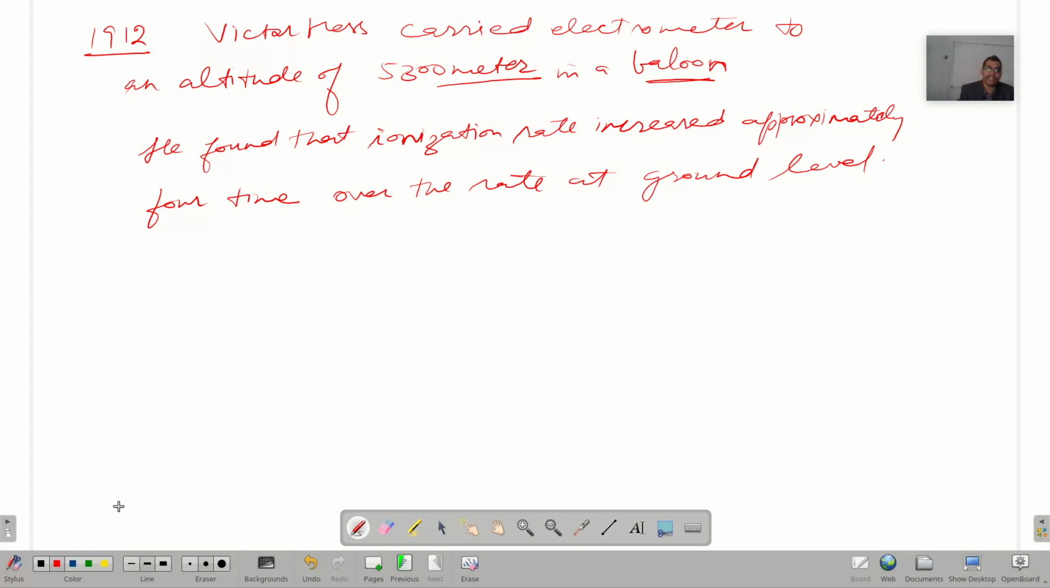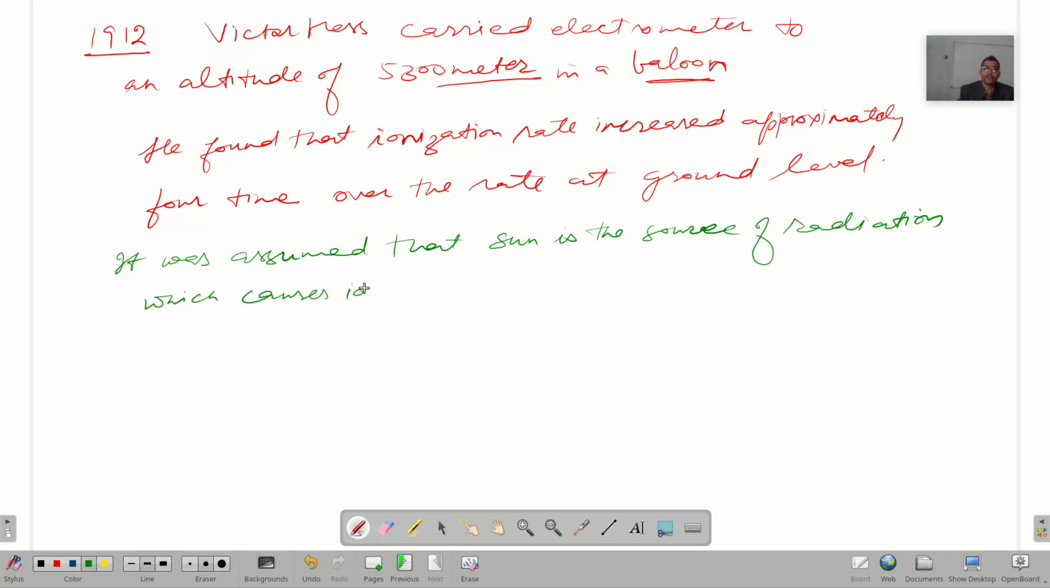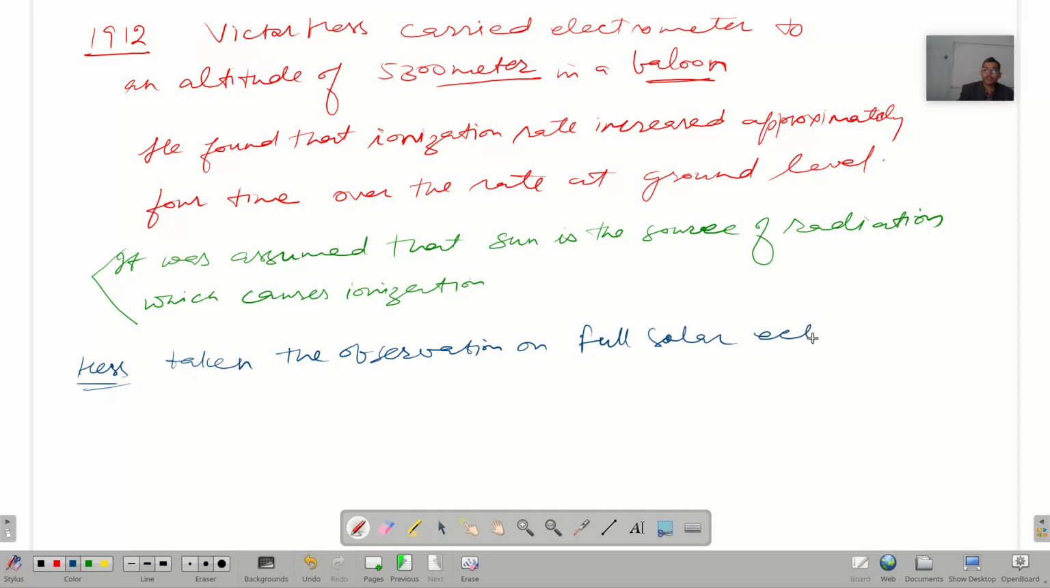Initially it was assumed that the sun is the source of radiation which causes ionization. So to confirm this, Hess took observations during a full solar eclipse. But he still found the same observation.